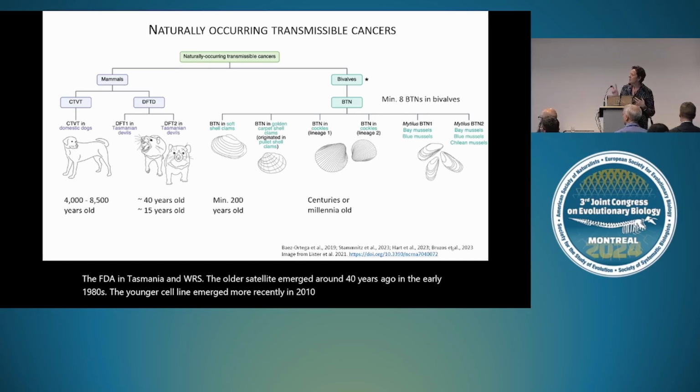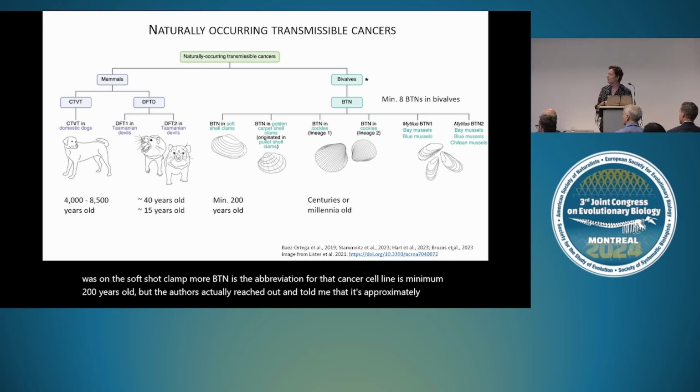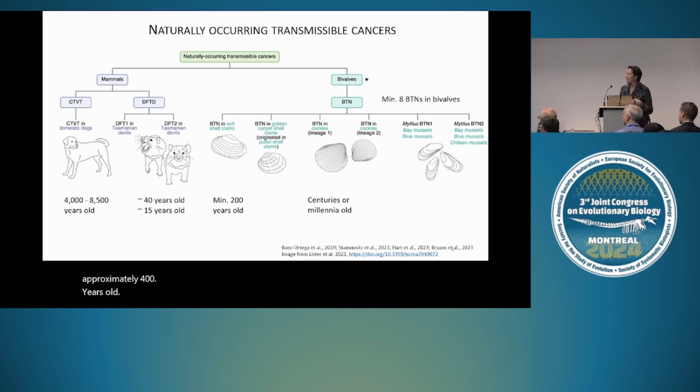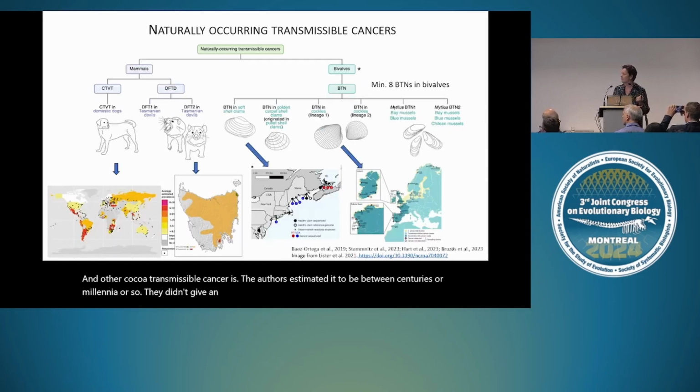And the 2 genome papers, one was on the soft shell clam, MAR-BTN is the abbreviation for that cancer cell line, is minimum 200 years old, but the authors actually reached out and told me that it's approximately 400 years old. And the other cockle transmissible cancer, the authors estimated it to be between centuries or millennia old, so they didn't give an exact estimation.